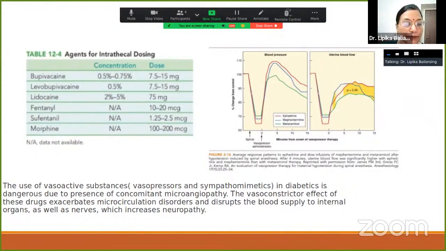Here it is very important to note that the use of vasoactive substances like vasopressors and sympathomimetics in diabetics is dangerous due to the presence of concomitant microangiopathy. The vasoconstrictor effect of these drugs exacerbates the microcirculation disorders and disrupts the blood supply to internal organs as well as nerves, which increases the neuropathy. So we have to be very predictable and very judicious with our use of vasopressors, and better than that, we must give precise drug doses for getting our block level.